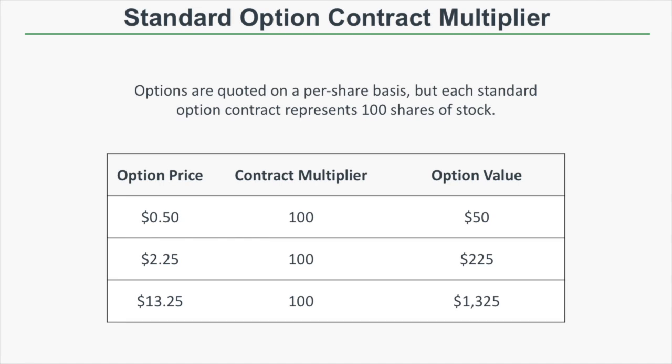The last basic characteristic you need to know about an option is the standard option contract multiplier. This sounds like a fancy term, but all it means is what you need to multiply the option's price by to figure out its actual dollar value. Standard equity options have a contract multiplier of 100 because they represent 100 shares of stock. So if an option is trading for 50 cents, you have to multiply that 50 cents by 100 to get the option's actual value. A 50-cent option is actually worth $50. A $2.25 option is actually worth $225. And an option that's worth $13.25 is actually worth $1,325. So if you wanted to buy that $13.25 option, you'd need $1,325 in your trading account to perform that trade.